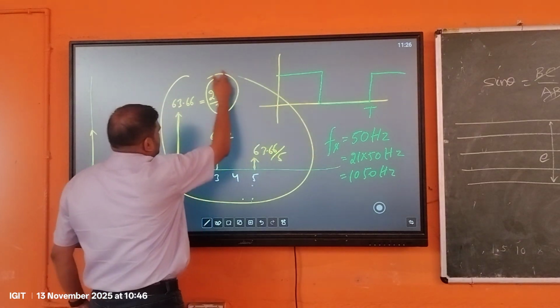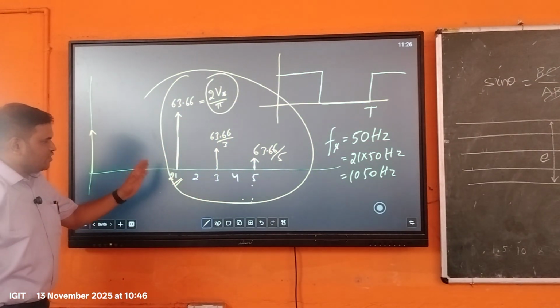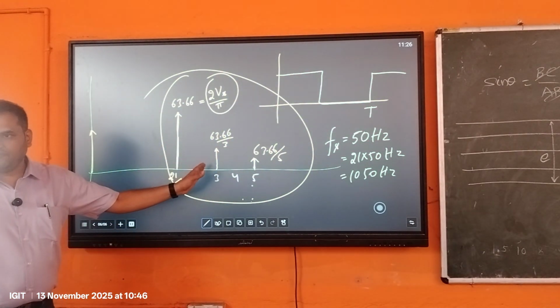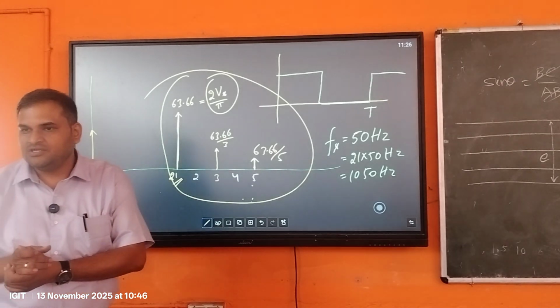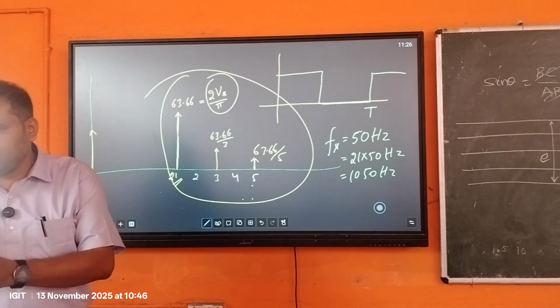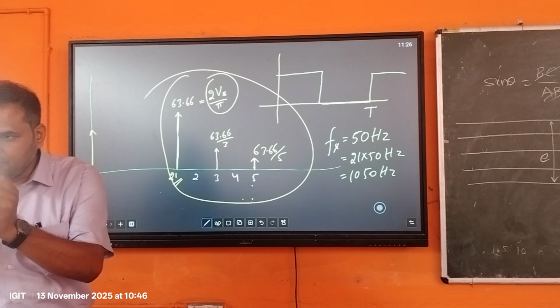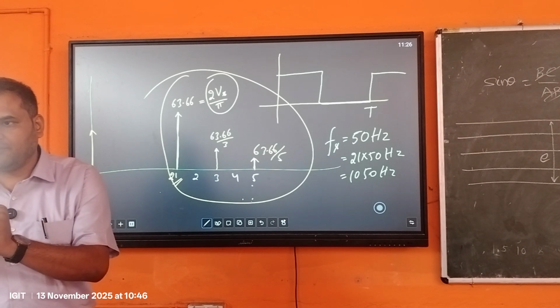So like that we can remove the harmonics from the first, it will be converted into the 21st, and the 21st harmonic can be easily removed because at high frequency we can use a small value of inductor to remove the harmonics.